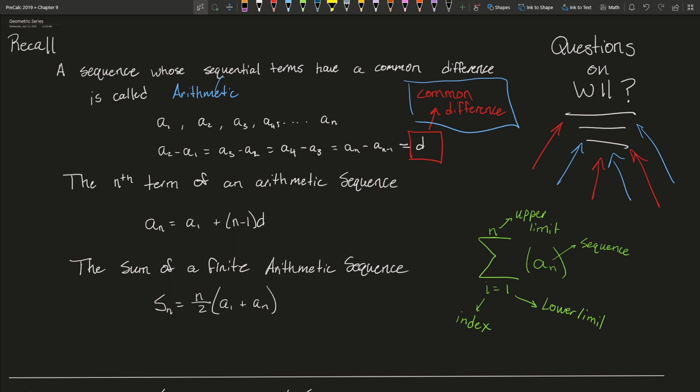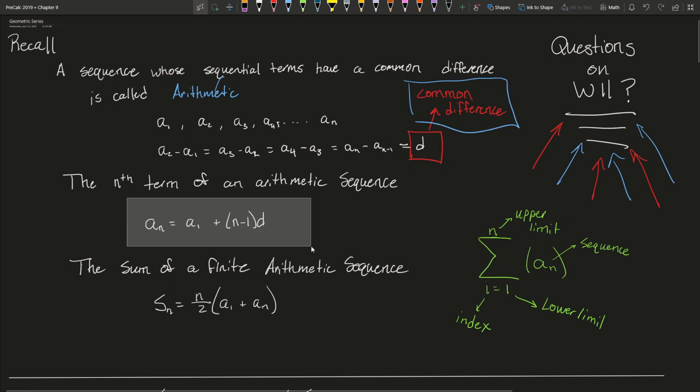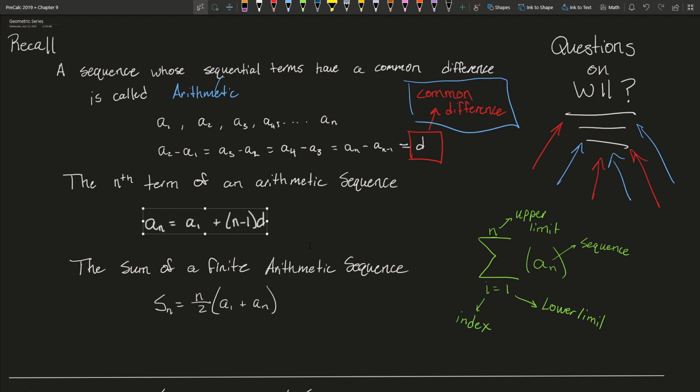All right. So last class, we went over arithmetic sequences. An arithmetic sequence is a sequence where we're just adding a certain term over and over again. In order to get the nth term of an arithmetic sequence, we need something called the common difference. The common difference is just that same number we're adding over and over again, denoted as d. The nth term of this sequence then is the first term plus n minus 1 times the common difference.